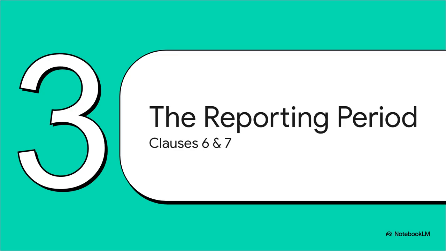All right, moving on to our next checkpoint, clauses 6 and 7. This is where we define the timeline of the audit by stating the previous year and the assessment year. Again, it seems pretty straightforward on the surface, but there are some common exceptions that can easily trip you up.